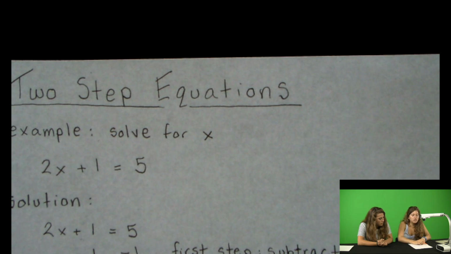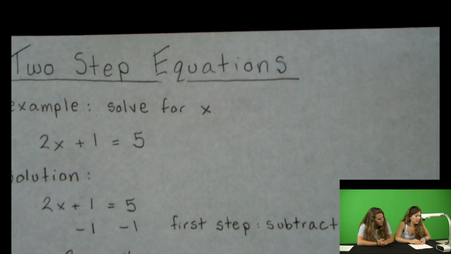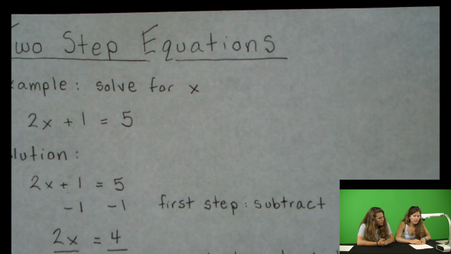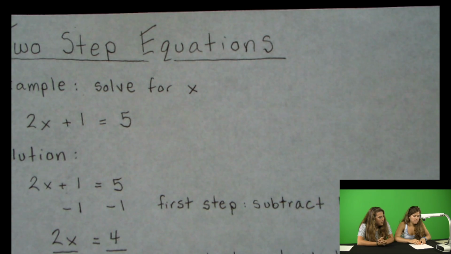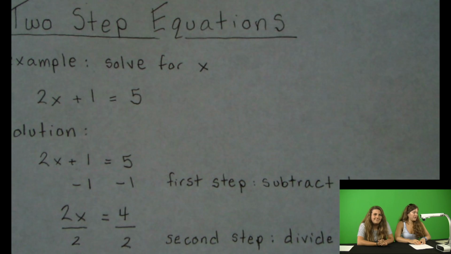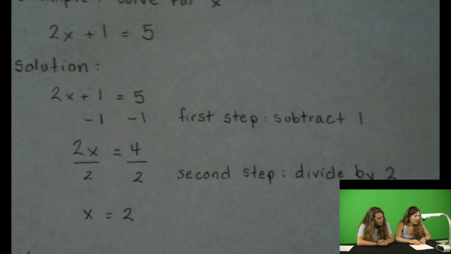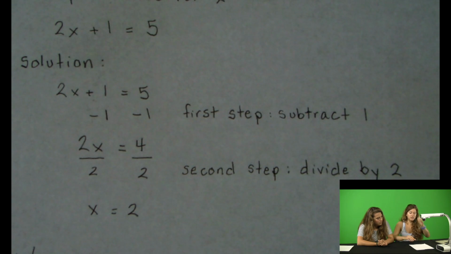So what are we going to do to try and get this x by itself? You want to get rid of the 2, right? So divide by 2 on both sides? Yes, because when you divide by 2, those will cancel out. And what will you be left with? 4 divided by 2 is 2, so x equals 2. Yes, very good.